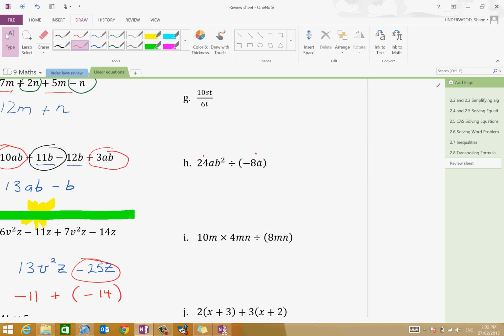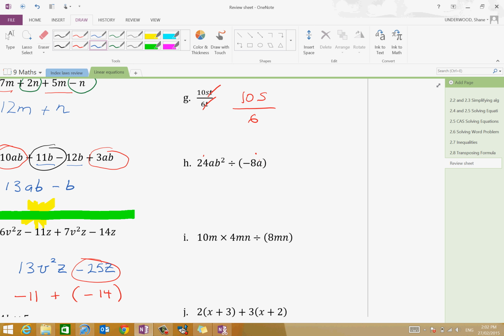What about here with this one? What can I do with these t's? Joel, what happens with these t's? T divided by t is what? It just cancels out. So I can cancel those out because they're multiplied. All right, so I'm going to do that. And I'm left with 10s over 6.